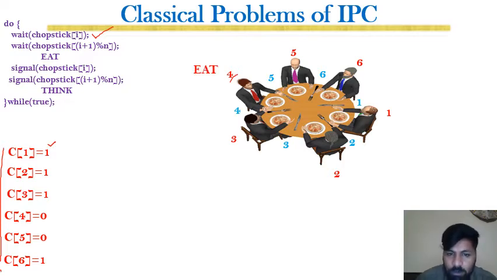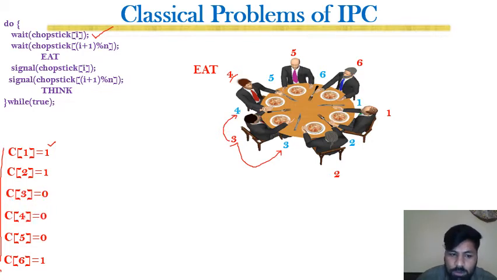And now philosopher 4 is eating. All right, and for example at this moment P3 also wants to eat. Now P3 wants to eat, so it must first send a wait signal on chopstick number 3. On chopstick number 3, when it sends a wait call, its value will be turned to 0, and again it will also send a signal call on the fourth chopstick.